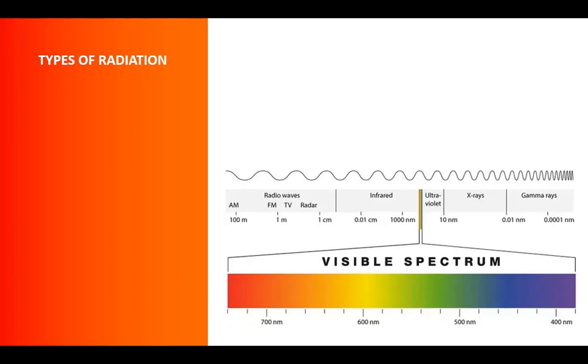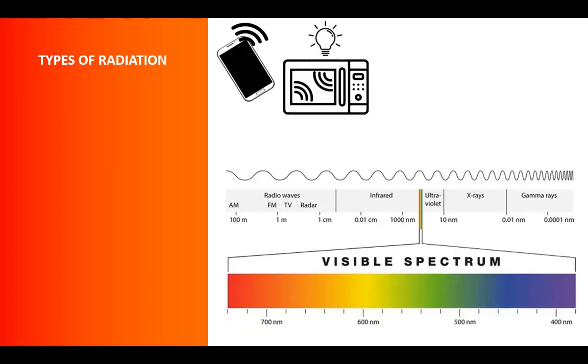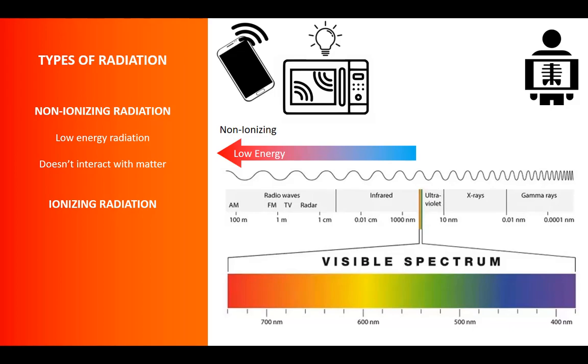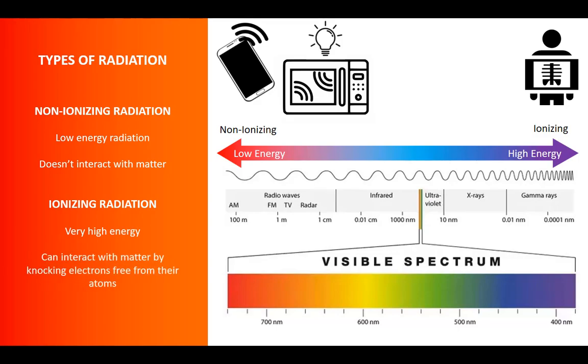There are many ways that we are exposed to radiation in everyday life, from light to microwaves to cell phones. However, most of these kinds of radiation are non-ionizing. This means that they have very low energy and do not interact with matter, which makes them harmless. At the other end of the spectrum is ionizing radiation. This refers to things like gamma and X-rays. These kinds of radiation have very high energy and can interact with matter by knocking electrons free from their atoms. This interaction can be dangerous to people who are exposed to it.